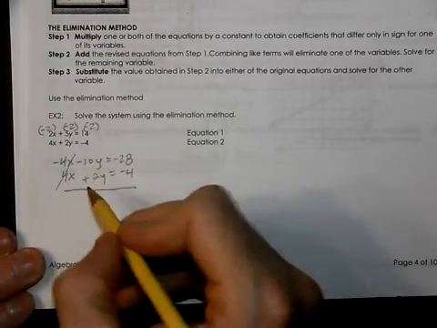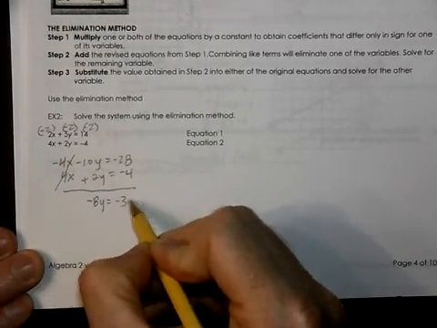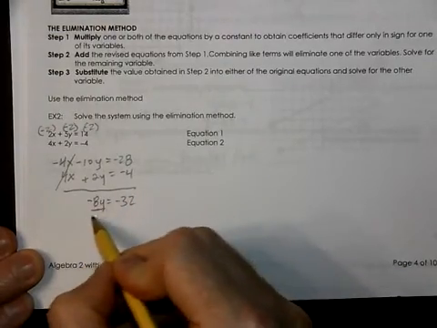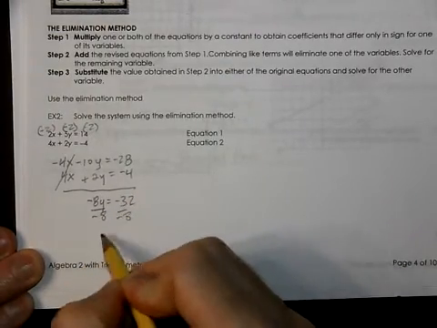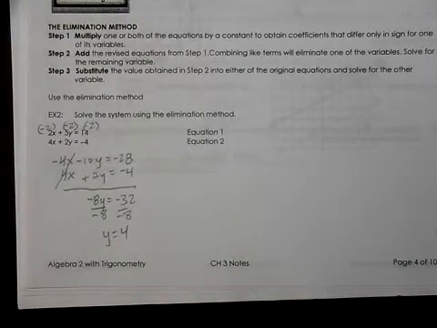We add our y's together and we divide by our negative 8. So our y value becomes 4.